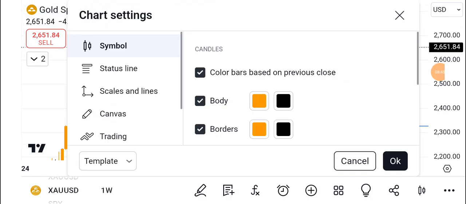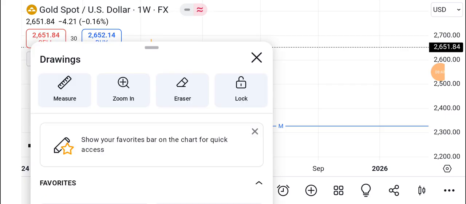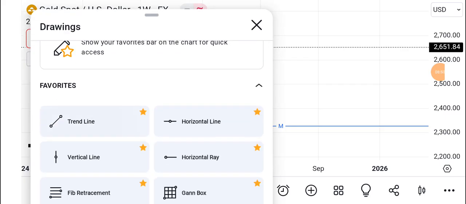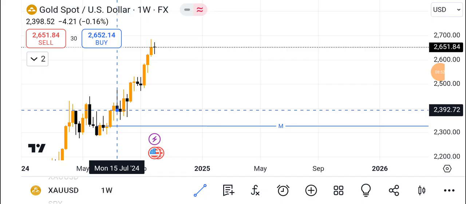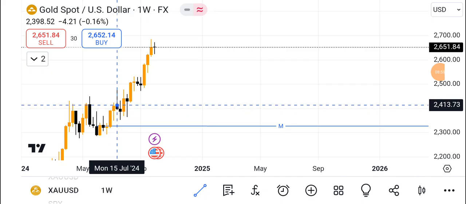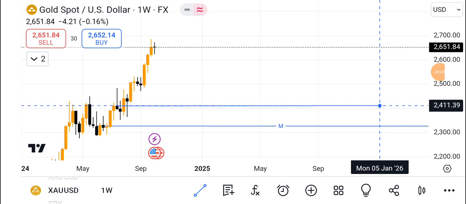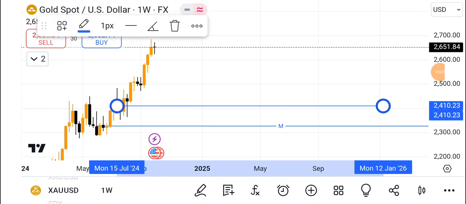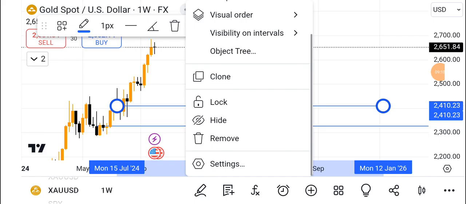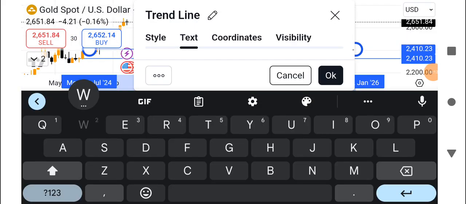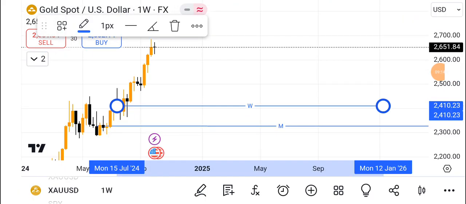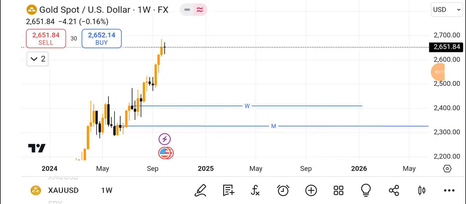So now we'll go with the second line, dropping our trend line on it, marking out this zone, the high of this candle. This is a weekly. We drop it and then drag it to the right hand side to fit in. Then we label it W because that's a weekly, and then we just lock it. So you see how it works.